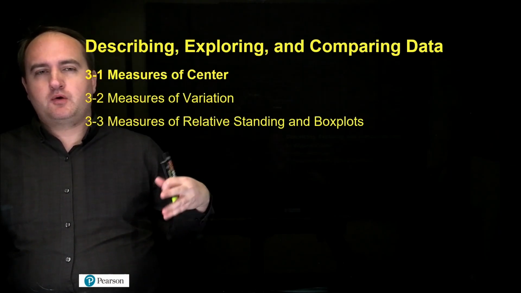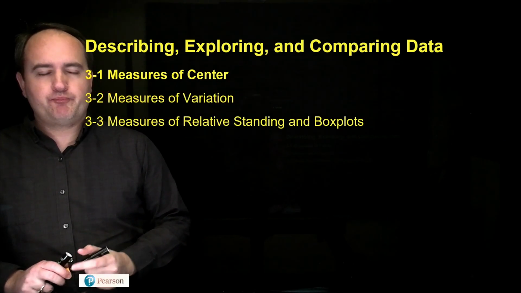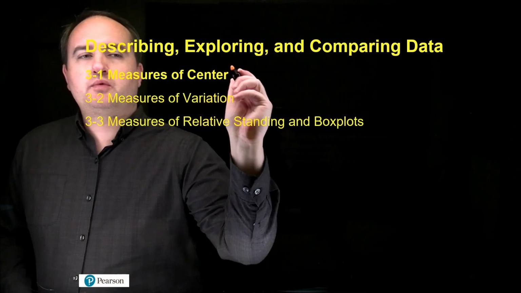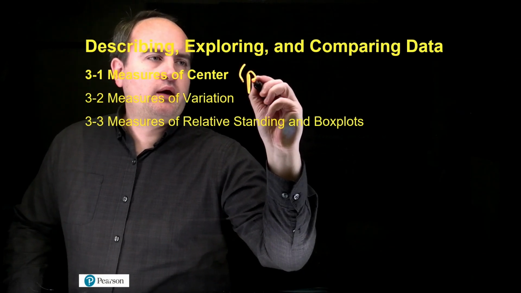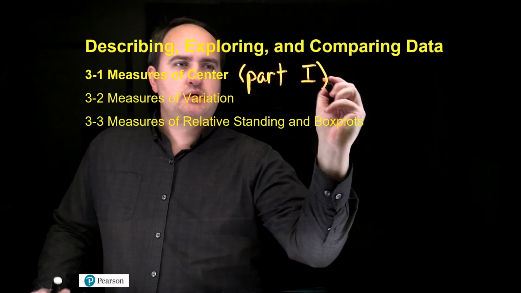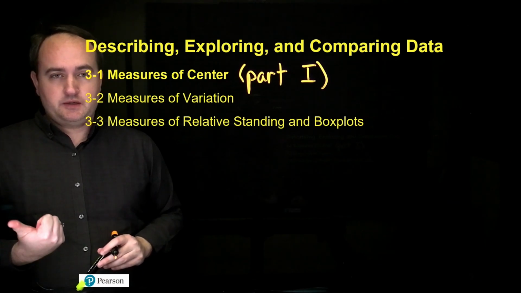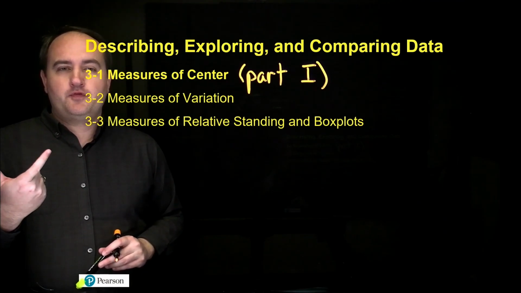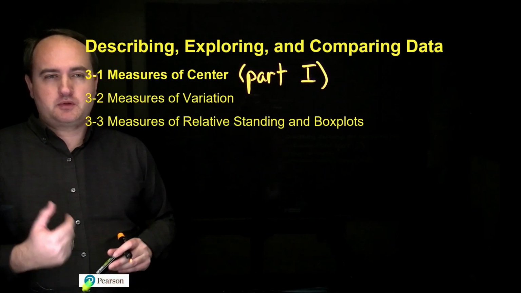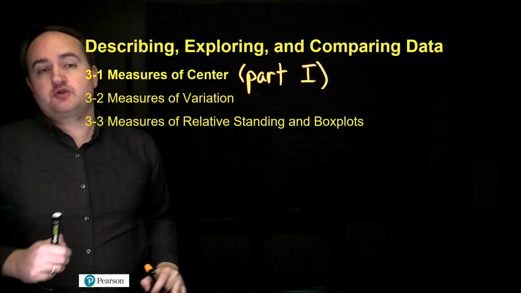This is actually part 1 of 2 videos that I'm going to make covering 3.1. So 3.1 is all about measures of center. And here we're going to be doing just part 1, because in this video we're going to learn how to do the mean, the median, the mode, and the mid-range. So 4 words that all start with M. And those are some of the most common measures of center.